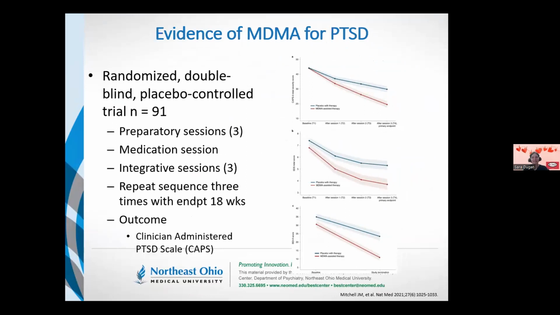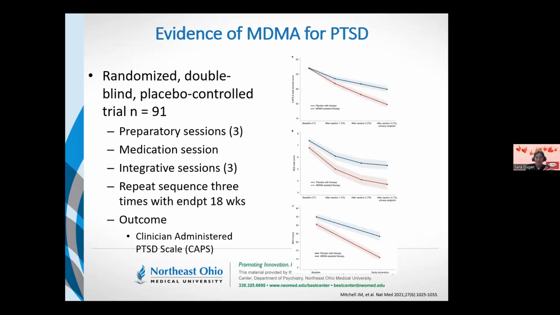So for PTSD, this was one of the more robust trials, even though it only had 91 patients. So randomized, double-blind, placebo-controlled. Now, the way almost all of these are set up, there are 3 prep sessions. So psychotherapy sessions with the individual, then the individual takes the medication. So they're either given the MDMA or they're given a placebo. They're supervised. It usually takes place over the better part of a day, 6 to 8 hours, if not longer.